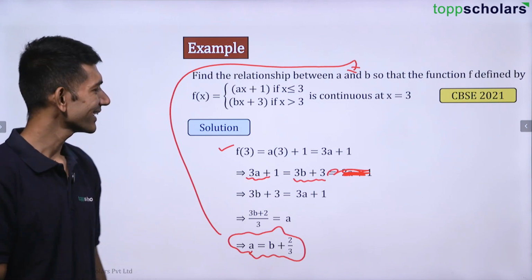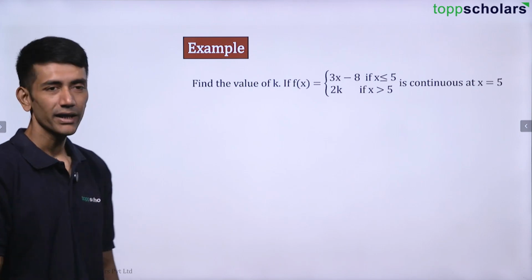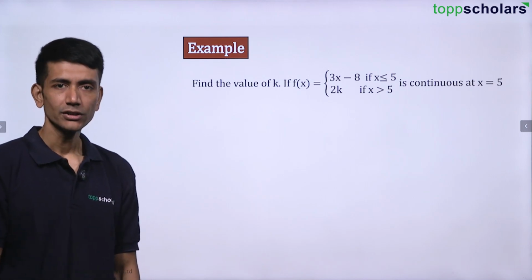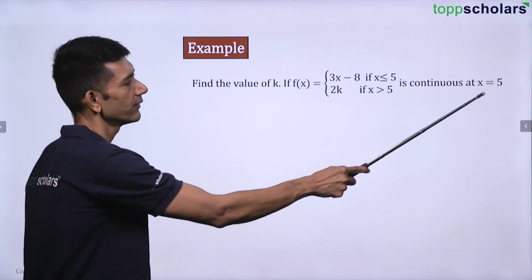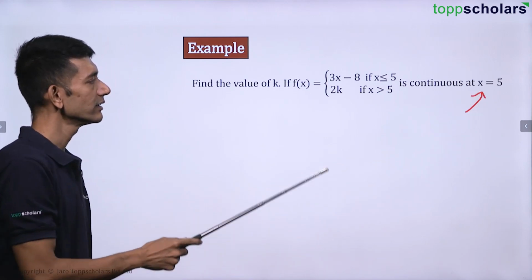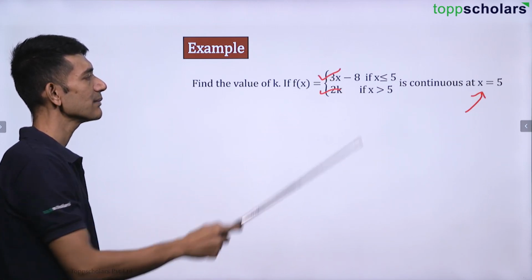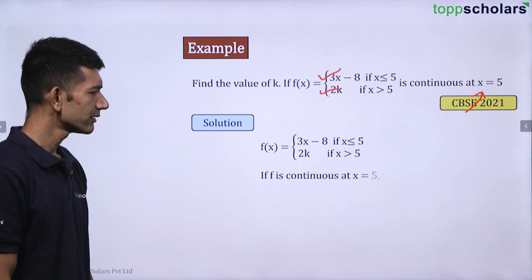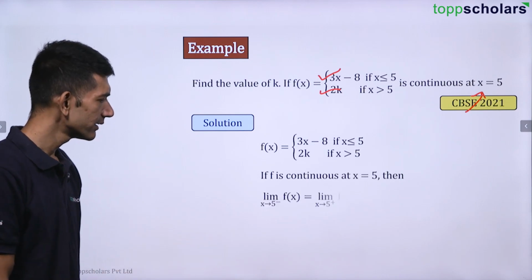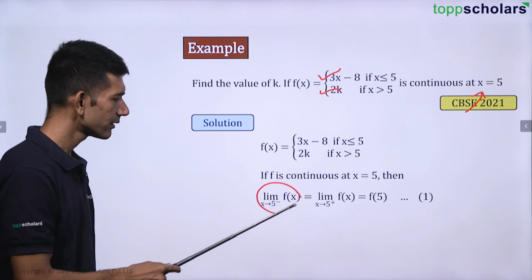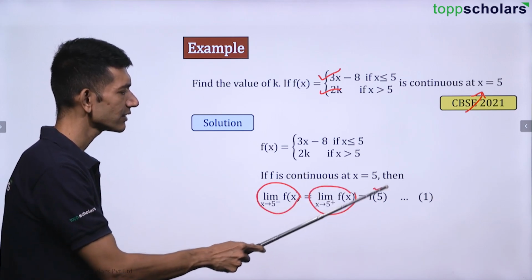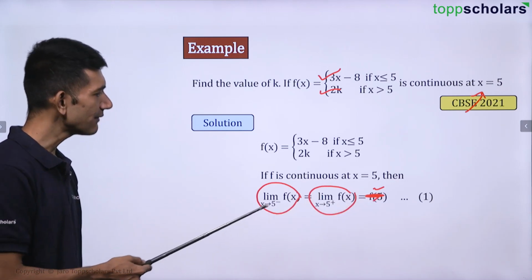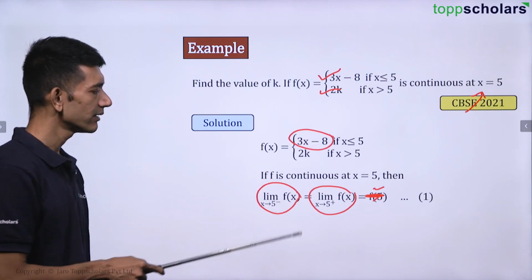Simple? Okay, let's continue. Find the value of k. Such type of questions can be asked in the exam. Find the value of k where the function is continuous at x is equal to 5. So the function is already continuous. So can I say the left hand limit and the right hand limits are equal? Of course, yes. Function is given. Function is continuous at x is equal to 5. Then the left hand limit, right hand limit, and the value of the function will be same. Even if we ignore this, doesn't matter because we need equality between two terms. That's it. Left hand limit is what? 3x minus 8.